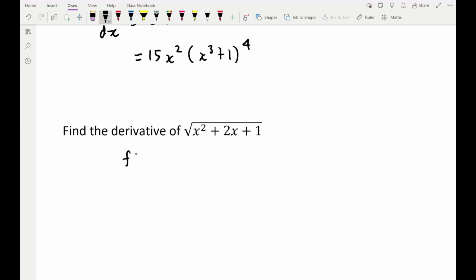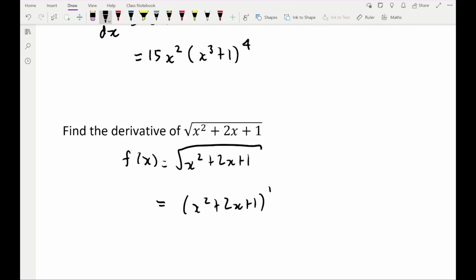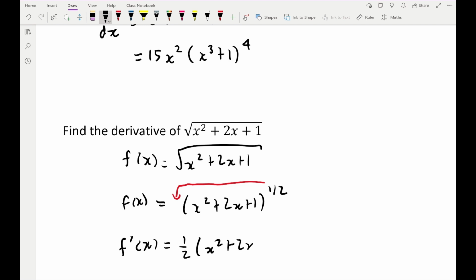So let's call this f(x) equals this function. And we know we can rewrite square roots as powers of a half. So there we go, just like that. To get our derivative, we're going to use the chain rule. So the power of a half will come out the front. (x^2+2x+1) to the power of minus a half. And we're going to times it by the baby, which is 2x+2.